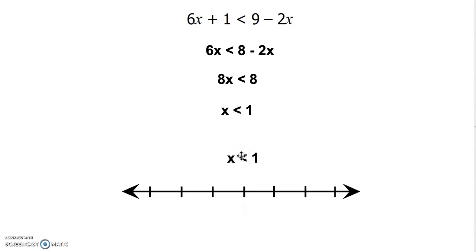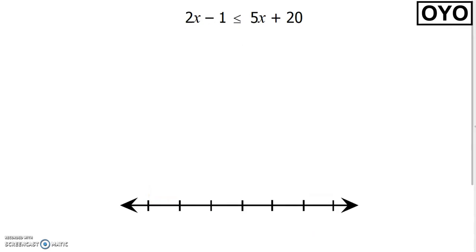So to graph this solution, 1 is not included, which means I'm going to have an open circle at positive 1, and I'm shading everything smaller than 1. This example with variables on both sides is an on your own problem.